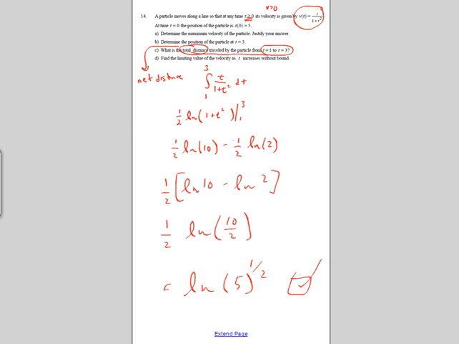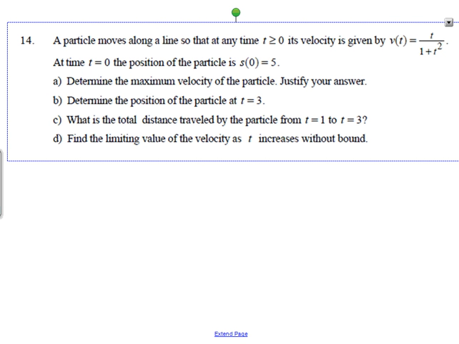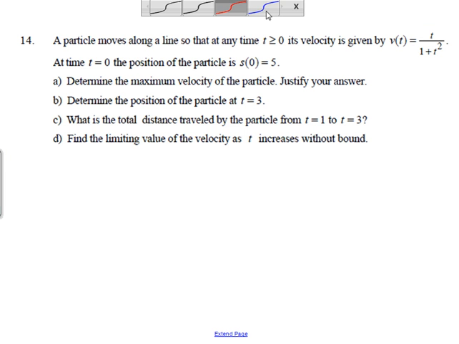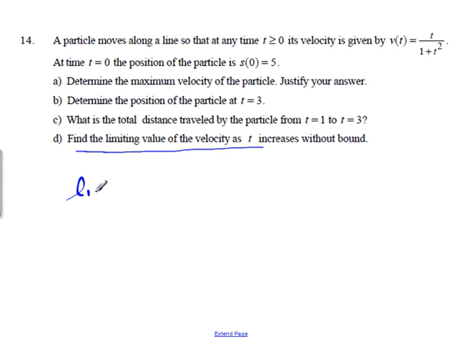And to round out today's topic of problem solving with applications of the definite integral, let's answer this very last question, which is to find the limiting value of the velocity as t increases without bound. In other words, we're talking about what's the limit as t approaches infinity of our velocity, t over 1 plus t squared. And we know that as t approaches infinity, the t squared is going to grow significantly faster than the t.